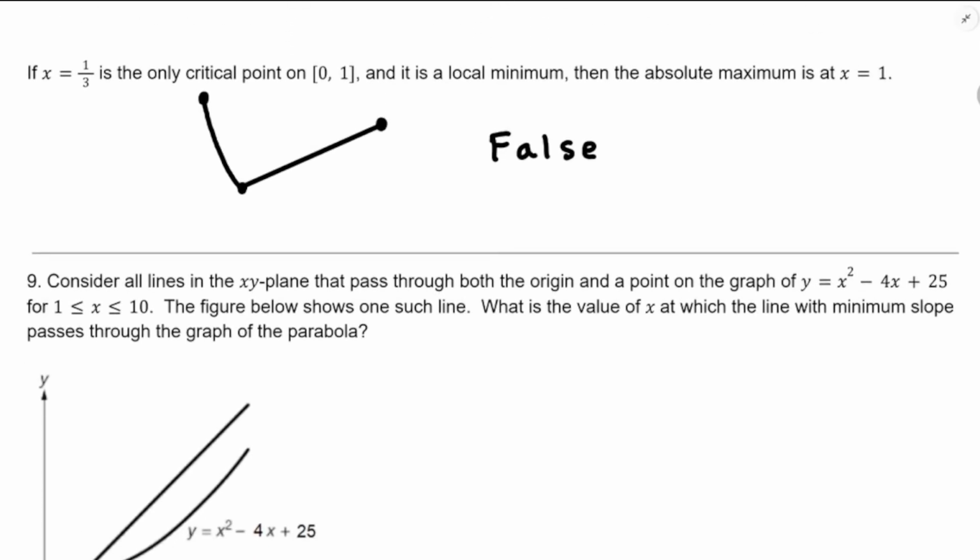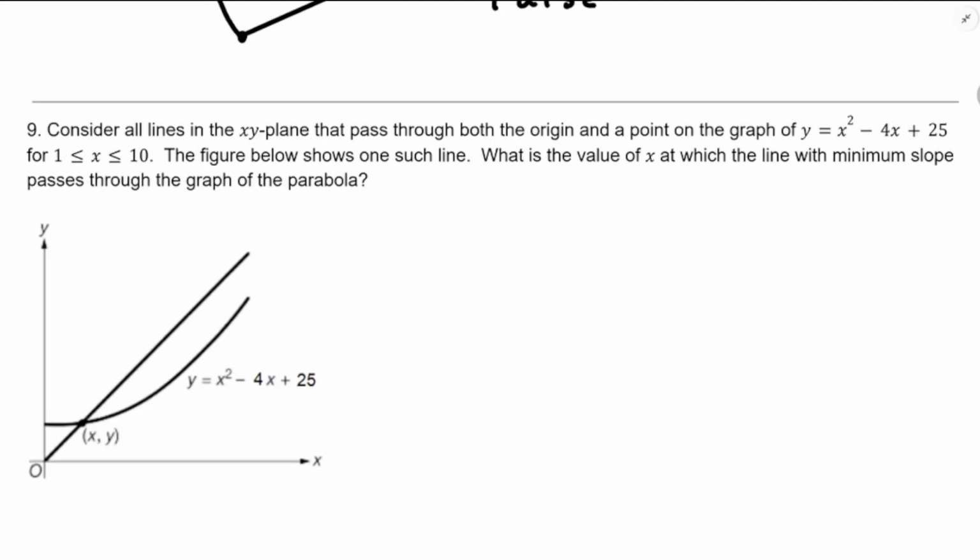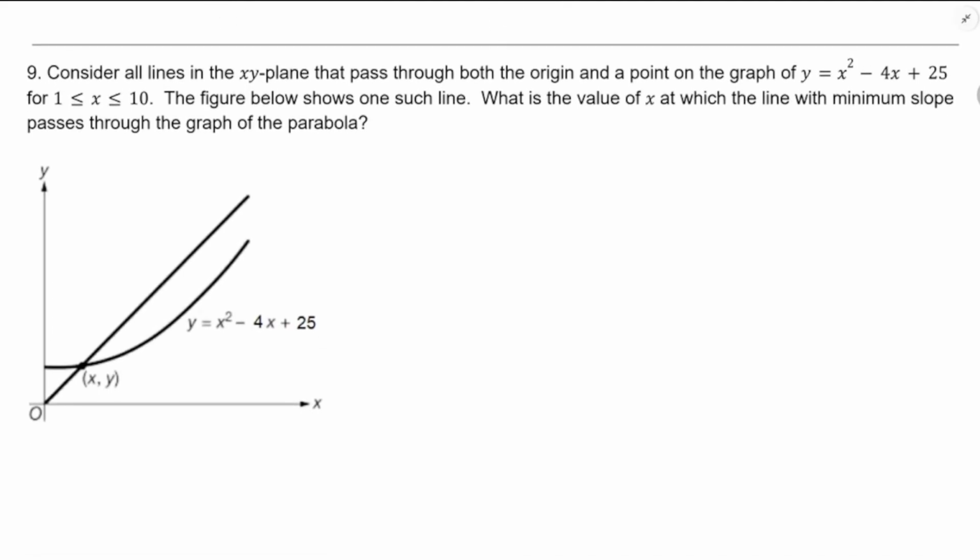Now consider all lines in the... Oh yeah, these problems, I thought they were very interesting. I saw a couple of these in AP Classroom. Look at this question. It's talking about the line that goes from the origin through the point on the graph, and thinking about the value of x at which the line with the minimum slope occurs. I feel like that's going to be when it's tangent.